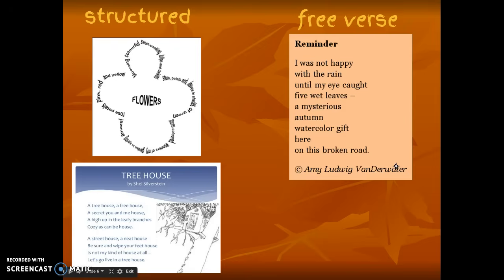An example of a free verse poem is Reminder. I was not happy with the rain until my eye caught 5 wet leaves, a mysterious autumn watercolor gift here on this broken road.